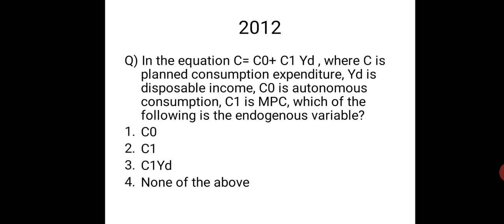Let's start with the first question which appeared in 2012. In the equation C equal to C0 plus C1 YD, where C is the planned consumption expenditure, YD is the disposable income, C0 is autonomous consumption, C1 is MPC, which of the following is the endogenous variable? From the question itself, we can understand that C equal to C0 plus C1 YD is the consumption function of Keynes.